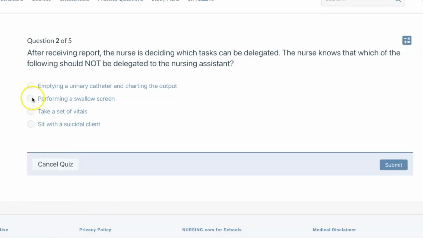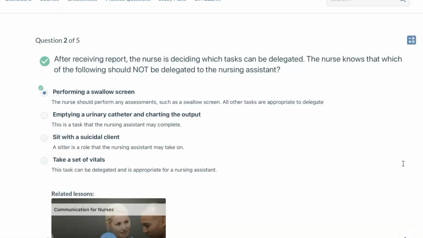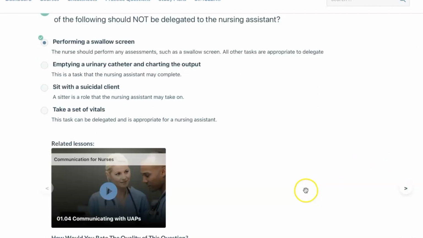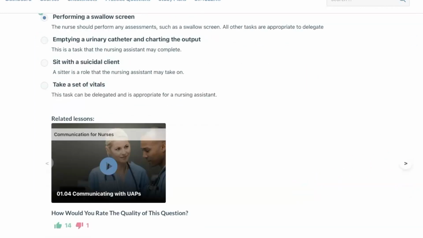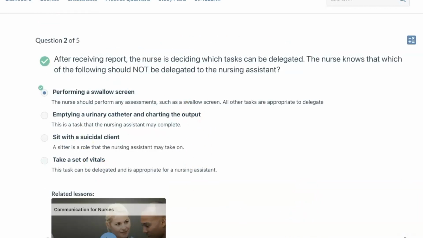They are not able to perform a swallow screen because that involves assessment. The nurse should perform any assessment such as a swallow screen. Everything else is appropriate. This was easy. 88% answered this correctly. You can pause to read the rationales.